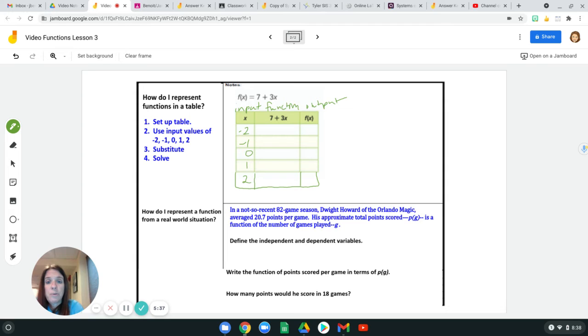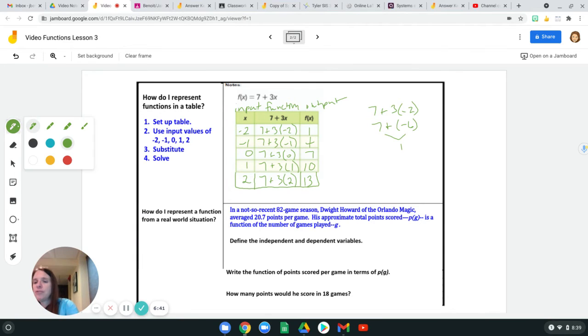So when the input is -2, I'm going to do 7 plus 3 times -2. And I can do that math over here. 7 plus 3 times -2 is 7 plus -6, which is 1. Then I'm going to do 7 plus 3 times -1. 3 times -1 is -3. Plus 7 is 4. When my input is 0, 7 plus 3 times 0. Anything times 0 is 0, so that leaves me with 7. Now I'm getting into my positive inputs, so I expect to see that output get higher. 3 times 1 is 3, plus 7 is 10. And when the input is 2, 3 times 2 is 6, plus 7 is 13.